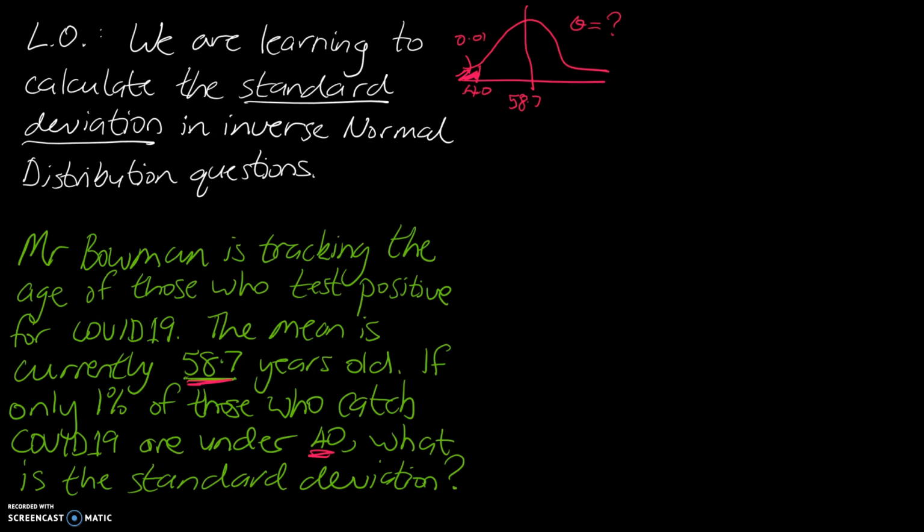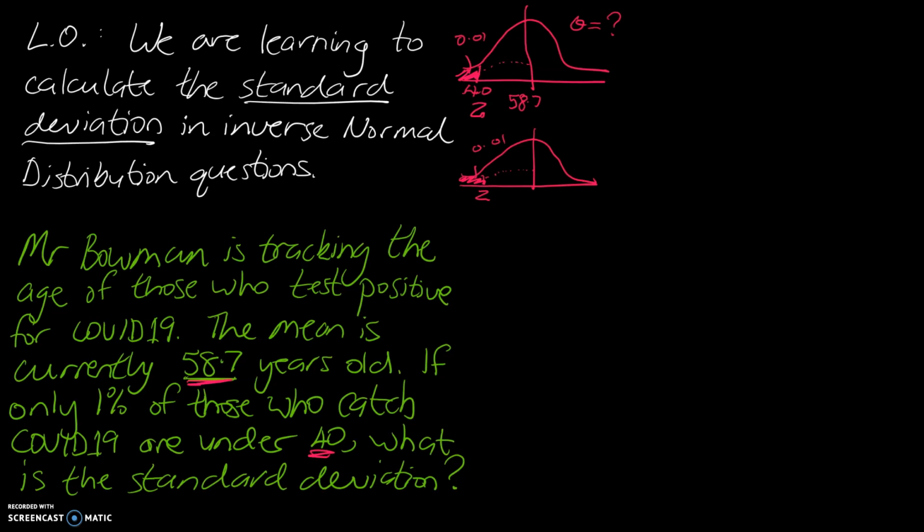The first step, just like the mean, we are looking to calculate the z value for that 40. So how many standard deviations away from the mean is that group? And to solve that, we need to draw another normal distribution curve, a standard normal distribution curve. So we know that bottom group, they relate to 0.01, or 1% of the data. And we need to find out how many standard deviations that is away from the mean, and that's the z value.